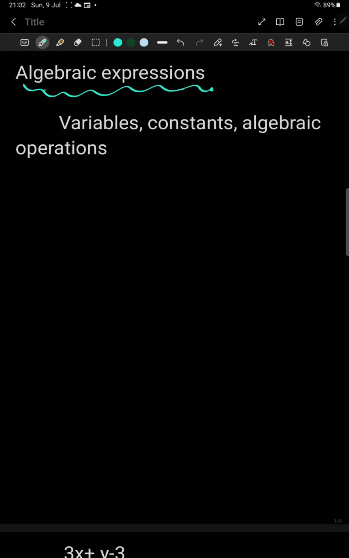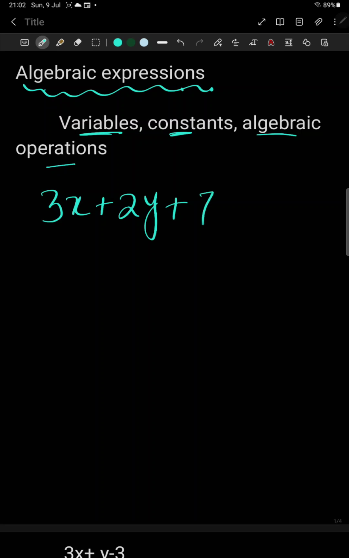So what are algebraic expressions? Actually, an algebraic expression is an expression in which we have some variables, some constants and some algebraic operations. For instance, we have an expression 3x plus 2y plus 7.